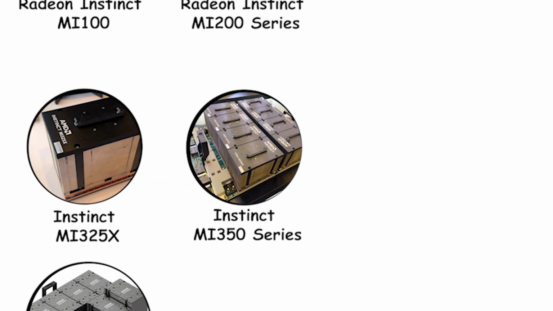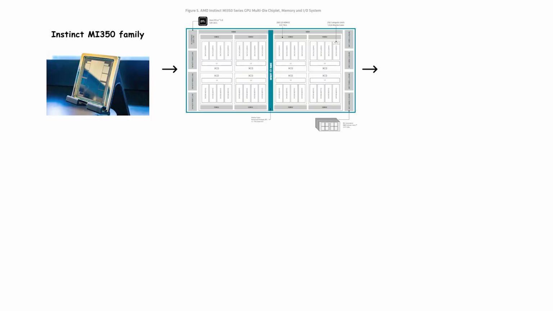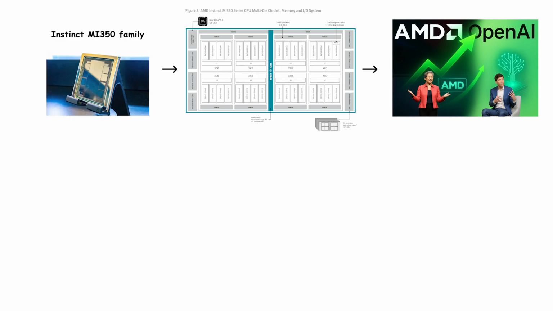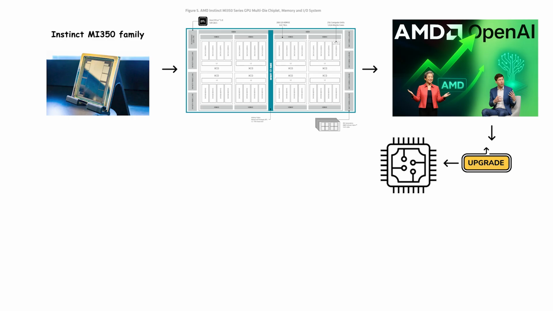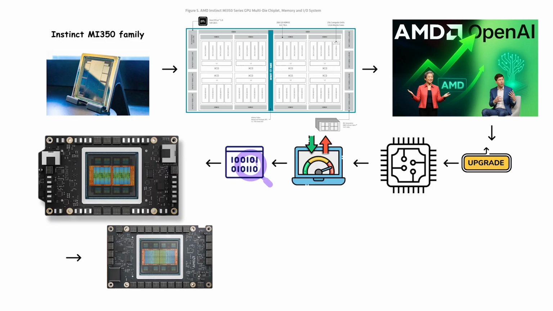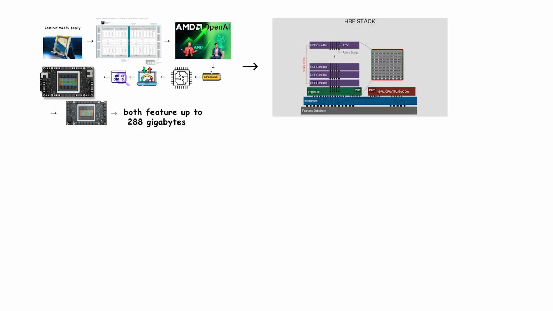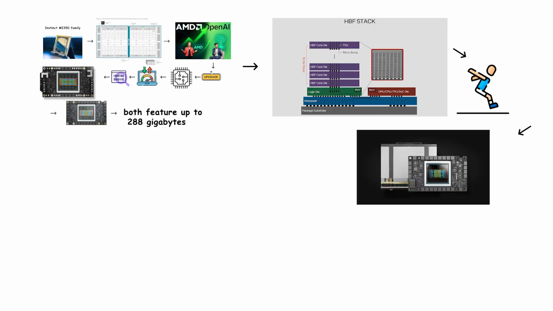Instinct MI350 series. The next architectural milestone is the Instinct MI350 family, built on CDNA 4. This generation continues AMD's focus on specialized AI compute and introduces several key upgrades across memory, bandwidth, and supported data formats. The MI350X and MI355X models both feature up to 288 GB of high bandwidth memory 3E with approximately 8 TB per second of total bandwidth, a massive jump that effectively doubles throughput compared to the MI300 generation.